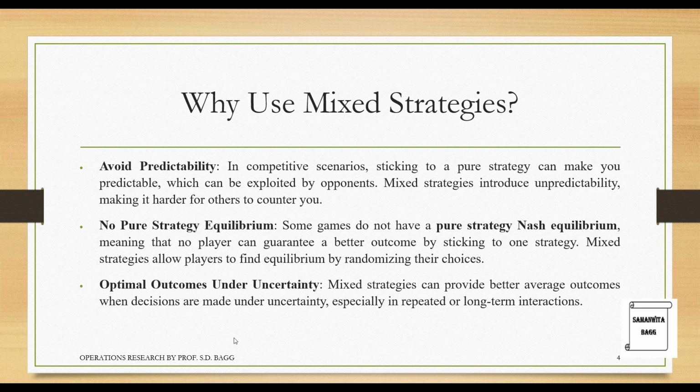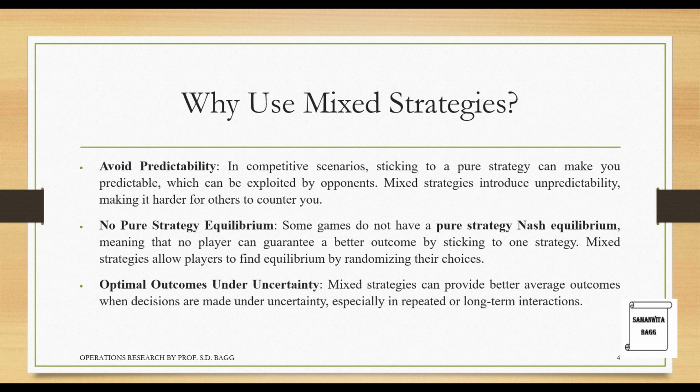No pure strategy equilibrium. Some games do not have a pure strategy Nash equilibrium, meaning that no player can guarantee a better outcome by sticking to one strategy. Mixed strategies allow players to find equilibrium by randomizing their choices. So if you cannot figure out a point where you can stick to a strategy and get a better result, what you do is you go for randomness and choose mixed strategies.